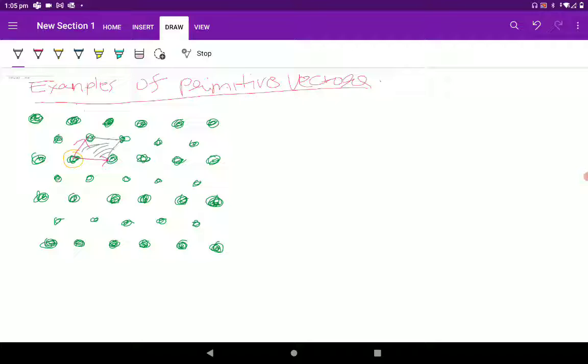Now, let's consider the next two vectors like in this fashion. So this is the lattice point, and if we connect it with the nearest neighbors, we can give it this arrangement. So we can see here that we are going to get more lattice points. So basically, this is a conventional cell.